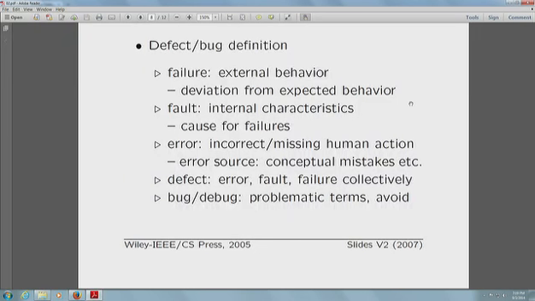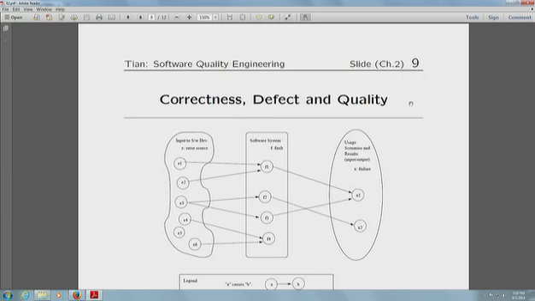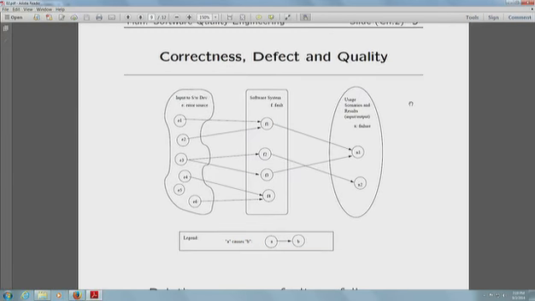But people are still using that all the time. But we try to stay away from it and try to use errors, faults, failures, or if we refer to them collectively without too much distinction, we call it defects. Okay. So with this definition, here is a very important picture.